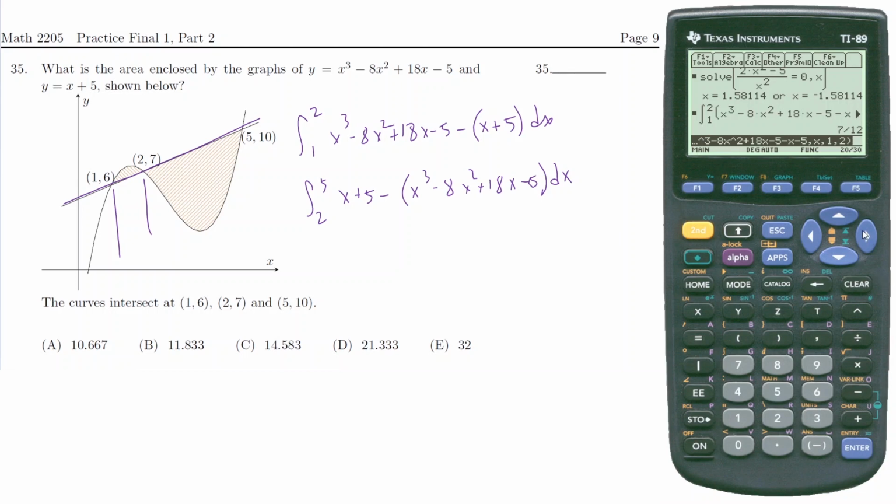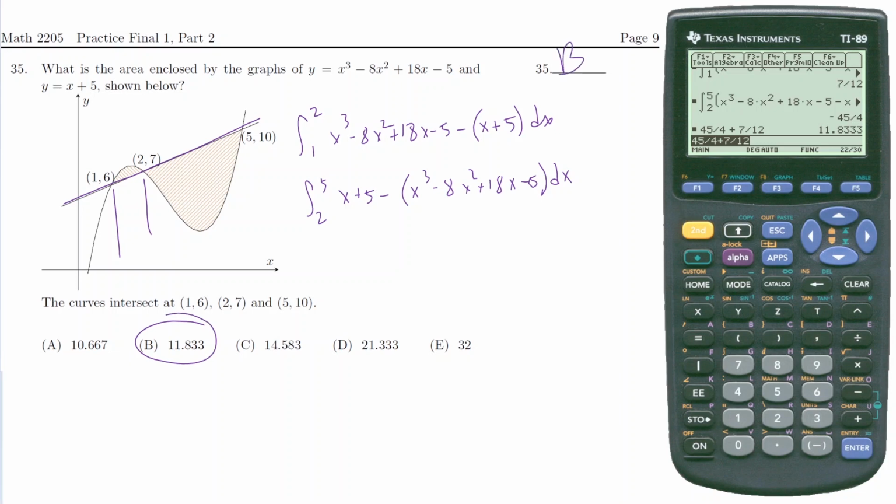And for the second one, what I can do as a trick is just do 2 comma 5 without retyping any of that stuff and just switching the sign. So it's going to be 45 over 4 plus 7 over 12. I just saved myself a lot of time of retyping. Boom, 11.83. So 11.83 is B. A very challenging test, but if you know your stuff, it's not as bad.